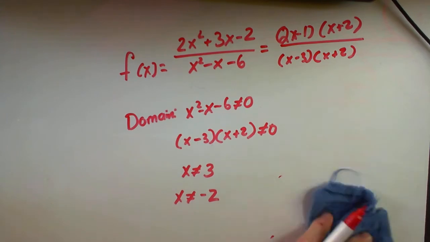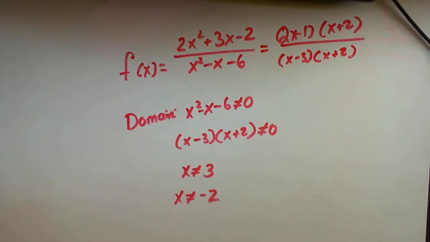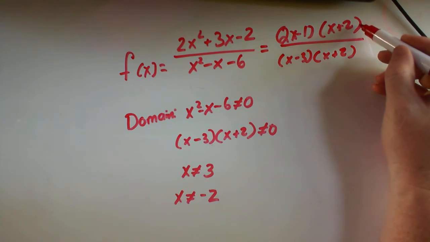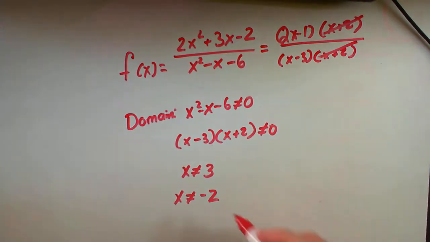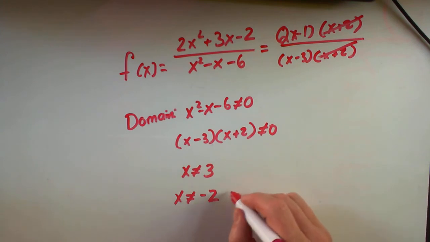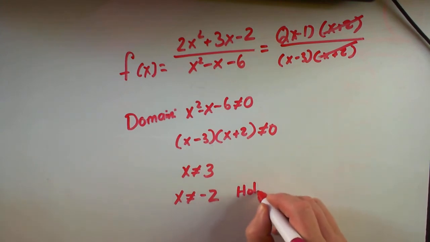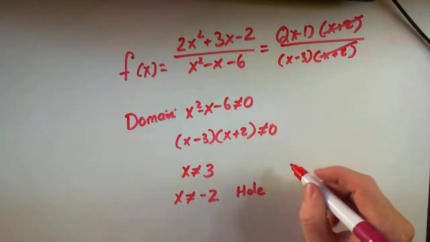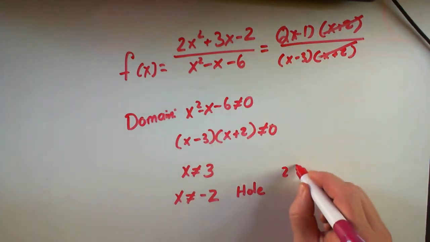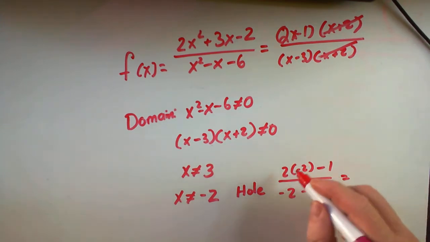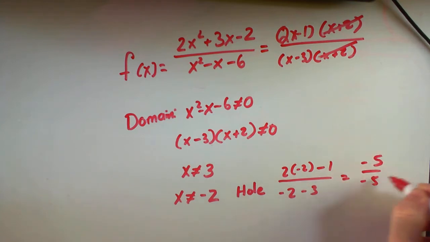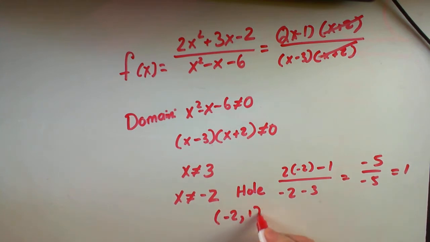And again, I'm trying to determine whether or not these are vertical asymptotes or holes. So notice that I have an x plus 2 in the numerator and an x plus 2 in the denominator. Those cancel out. Since the factor that is associated with the negative 2 canceled, that means that negative 2 is a hole. I can now take that negative 2 and plug it into what I have left. 2 times negative 2 minus 1 divided by negative 2 minus 3. That gives me negative 5 over negative 5, which is 1. And so my hole actually occurs at the point negative 2, 1.